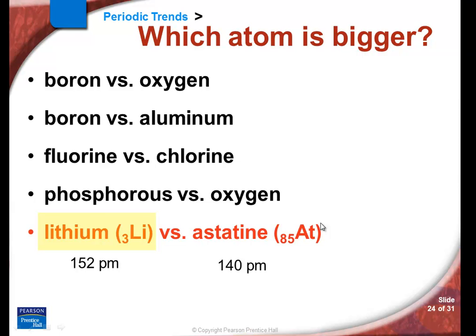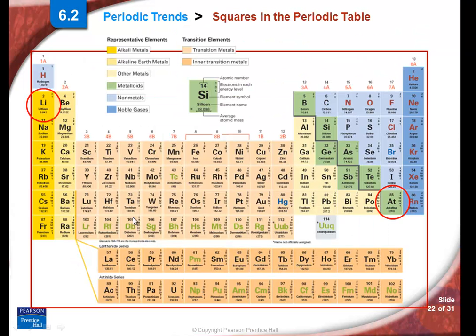Well, actually, you'd be wrong. This is kind of surprising. Actually, astatine is just a little bit smaller than lithium. And so the last thought I want to leave you with is that, as you go left to right, this contraction of radius is very pronounced, despite the fact that astatine has way more shells than lithium.